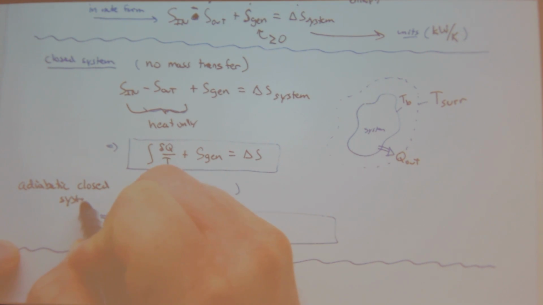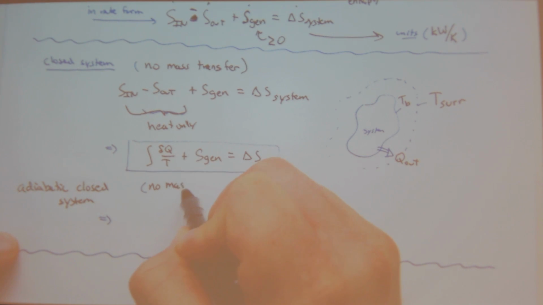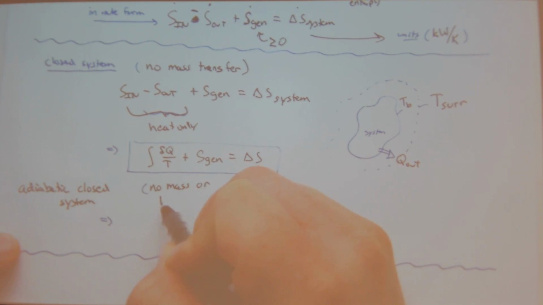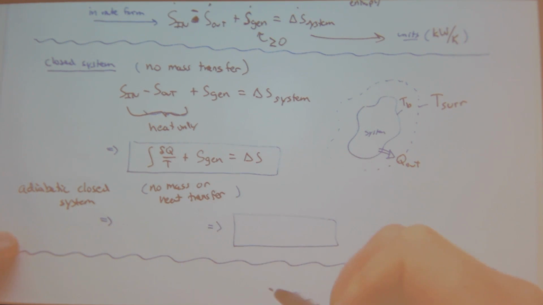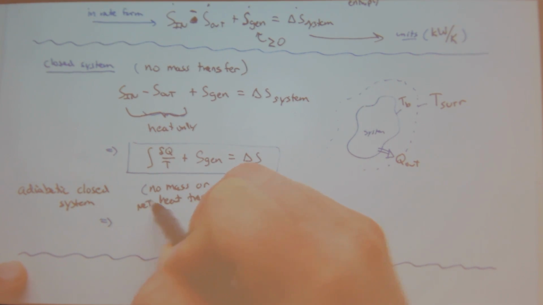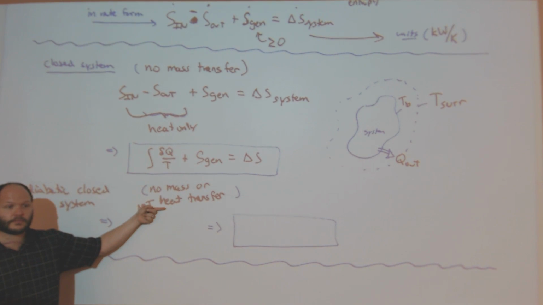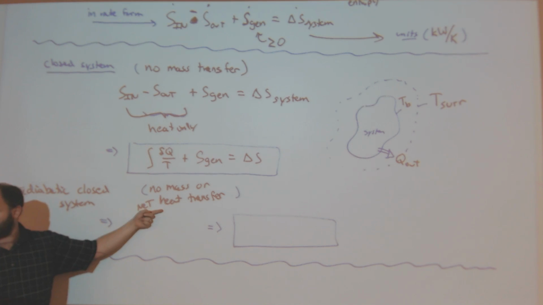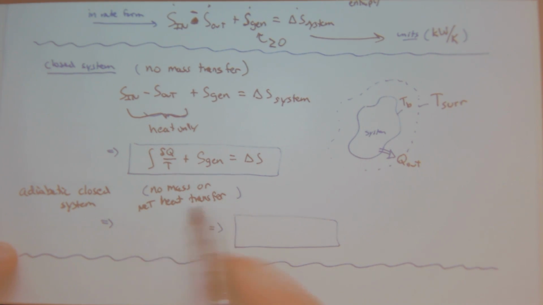Closed system. So if it's an adiabatic closed system, I have no mass or heat. I should say no net heat. So adiabatic closed system, it's no net heat. Isolated system, no mass or heat. So no net heat transfer.